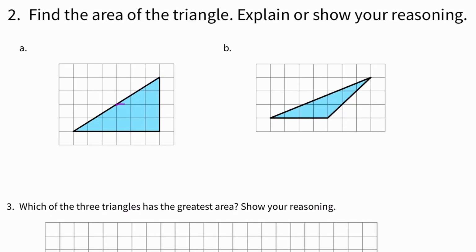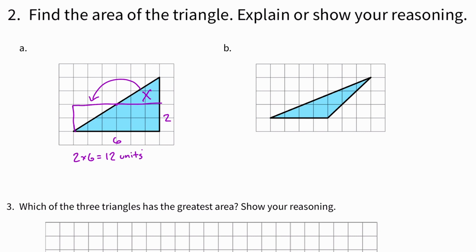Number 2. Find the area of the triangle, explain or show your reasoning. Well, you can just lop off the top here, fold that over, and create a rectangle that you know how to find the area of. 2 and 6 is the base and the height to get 12 square units.